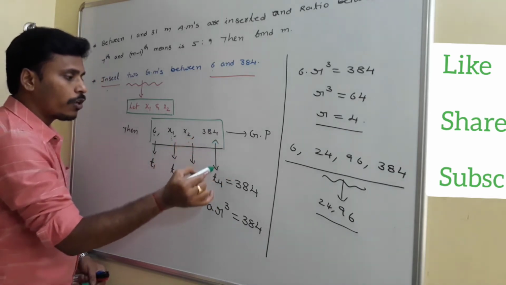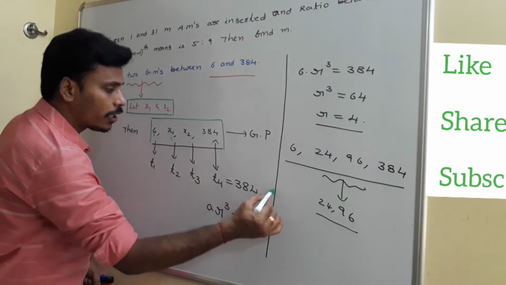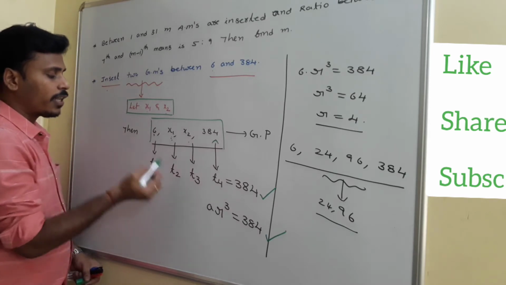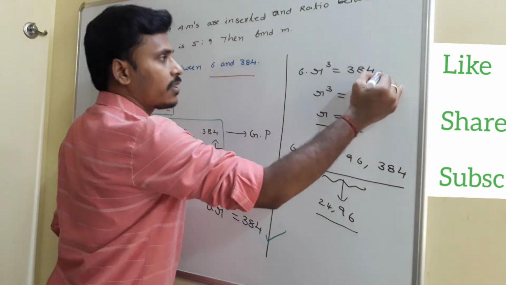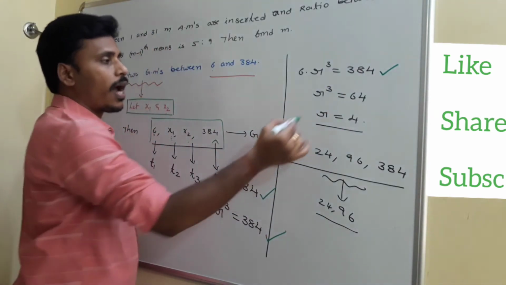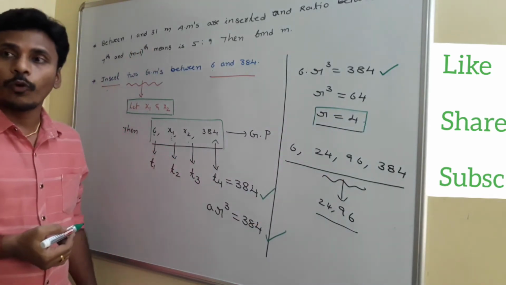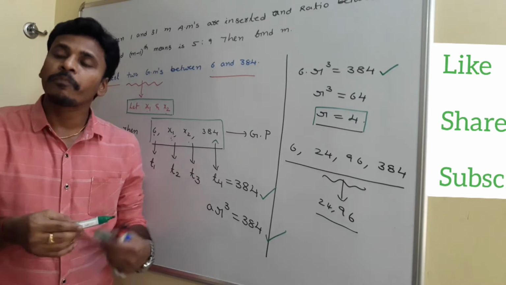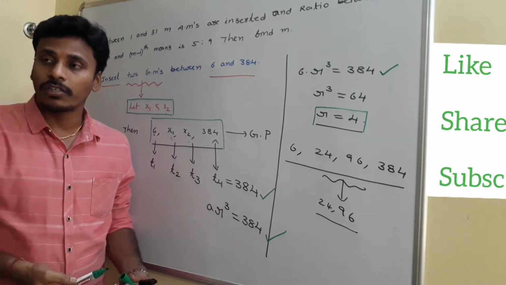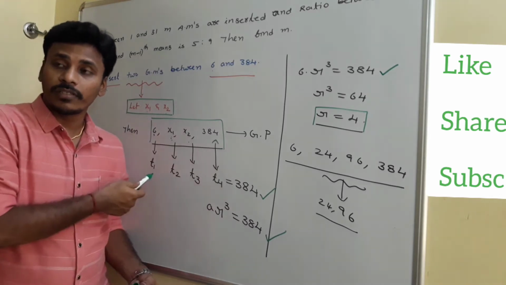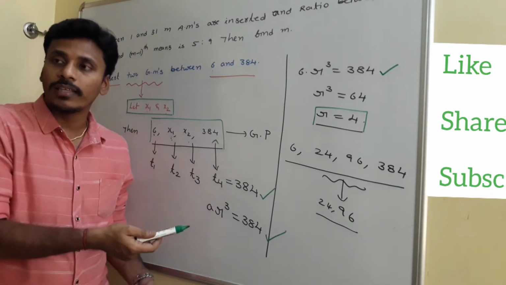This 384 is the 4th term. So T4 is 384, ar cube is 384, and a, the first term, is 6, so r cube is 64, and at the end you have the r value as 4. Since the common ratio is 4, now we can generate different terms of the geometric progression by multiplying the previous term with this common ratio. Since we know the first term is 6, multiply with 4 to get the second one.